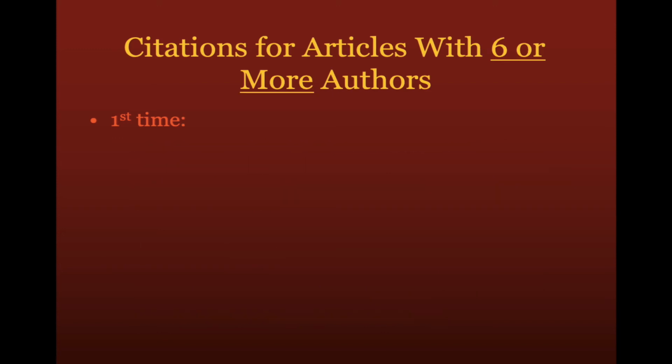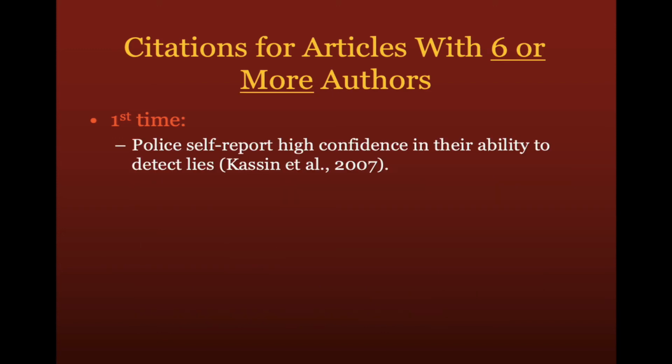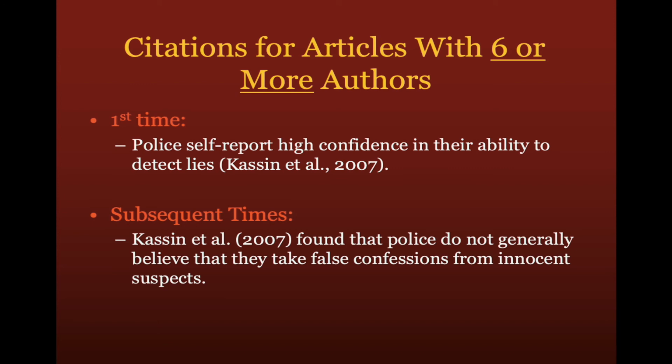Now, if you have 6 or more authors, you can go directly to et al. So you can say Casson et al., 2007 and not have to write out all 8 or 9 authors, just Casson. Then every subsequent time, you do the exact same thing. You just put Casson et al., 2007.